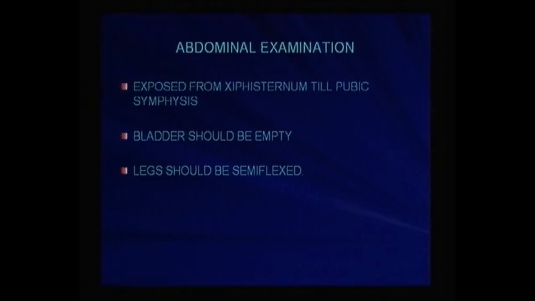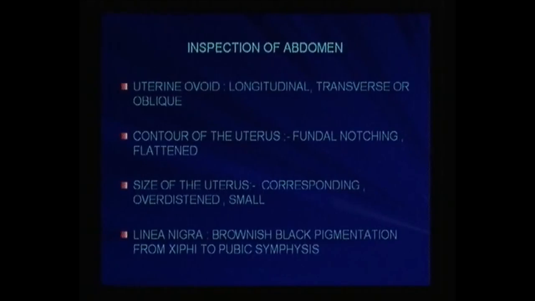She should be exposed from the xiphisternum till the pubic symphysis. The bladder should be empty and the legs should be semi-flexed and slightly abducted to relax the abdominal muscles. The inspection of the abdomen: the uterine ovoid should be glanced at, whether it is longitudinal, transverse or oblique.